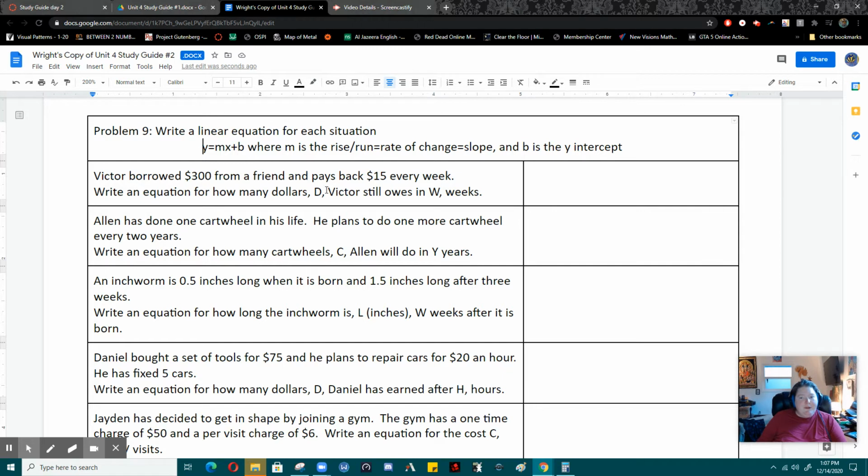Okay. So Victor borrowed $300 from a friend and pays back $15 every week. Write an equation for how many dollars D Victor still owes in W weeks. So D in W. So this is how much he's going to owe after he starts paying back. So every week he's paying back $15, so it's $15 times the number of weeks, 15 times W. And then he's starting in debt, so he's starting with $300 in debt. So there you go.